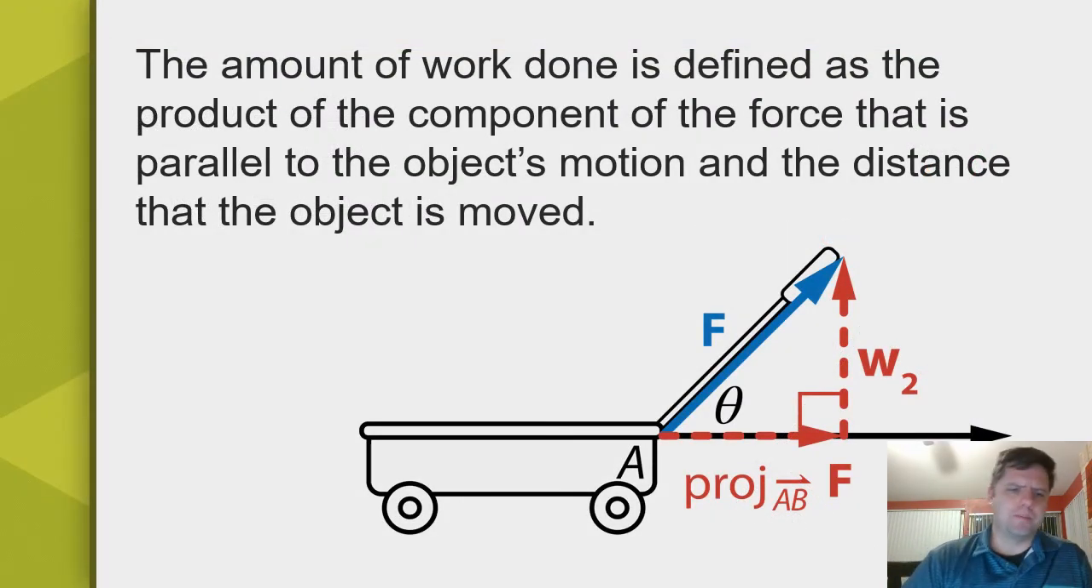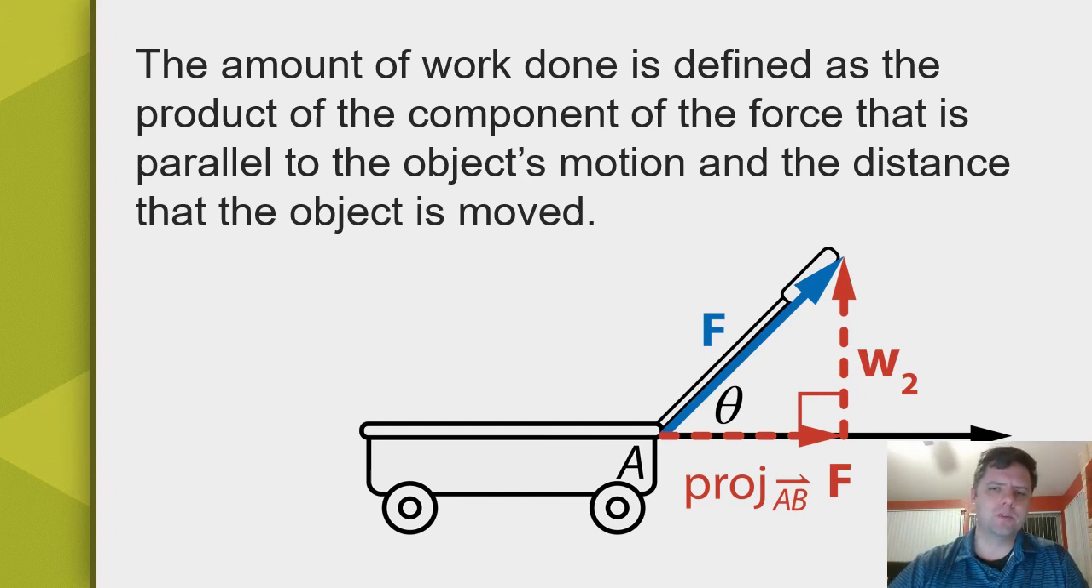You also have problems like this in physics where you've got something being pulled and there's a force acting upon it. The good thing to remember on these is that the amount of work done is defined as the product of the component of the force that is parallel to the object's motion and the distance the object moved. So the only way for work to be done is for actual motion to occur. If I push my hands together and I just sit here, but neither of my hands move, no matter how much force I'm actually pushing together, if they don't move, no work has been done.